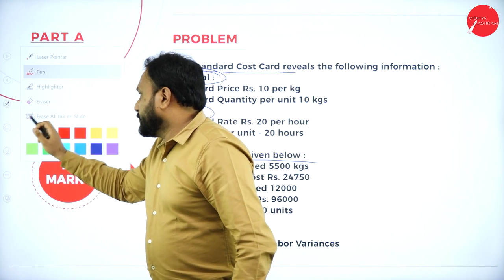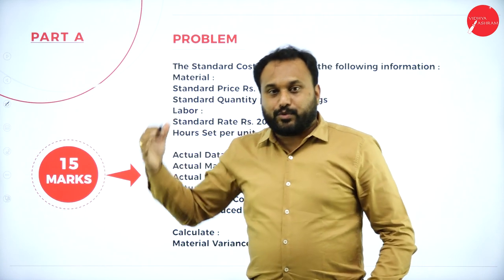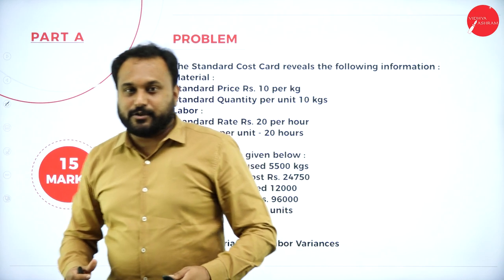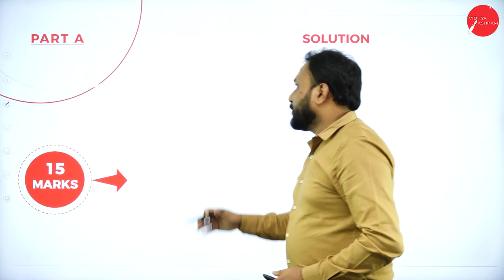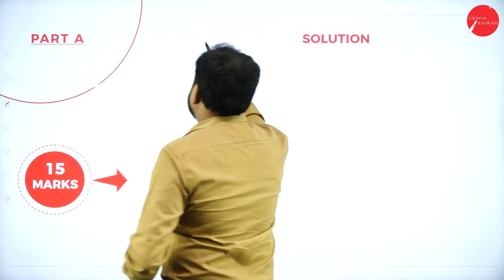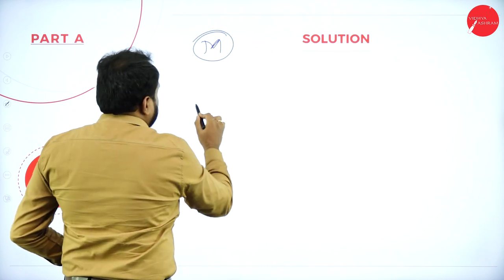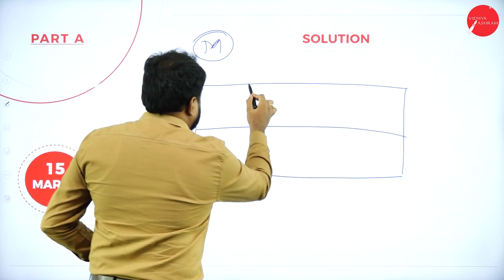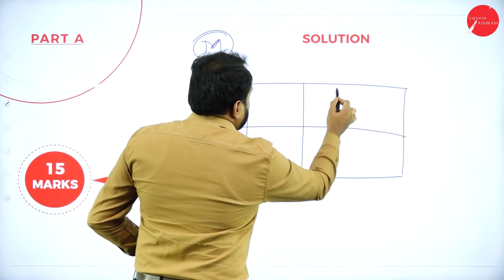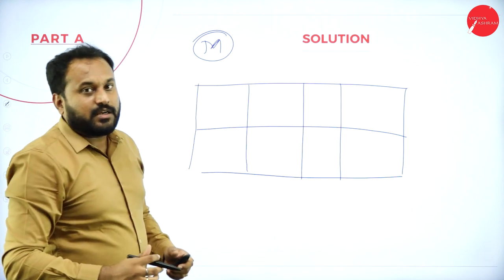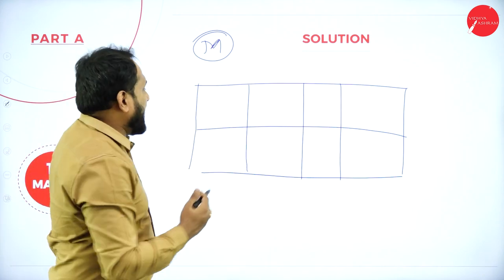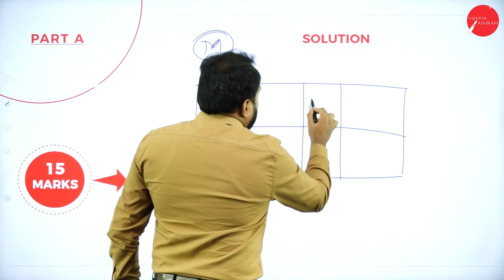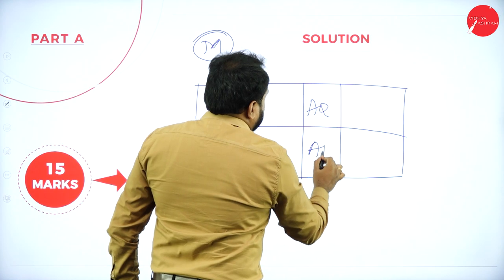So I told you how you are supposed to prepare for these things. I'll just erase this for you people. The minute you get these questions, don't panic. That is the first thing you people need to do. You go with the solution here. First thing, let's go with material. So for material, I'll make a big box here. I'll write 2 things which are very necessary for us to know. One is standard: standard quantity and standard price, actual quantity and actual price.